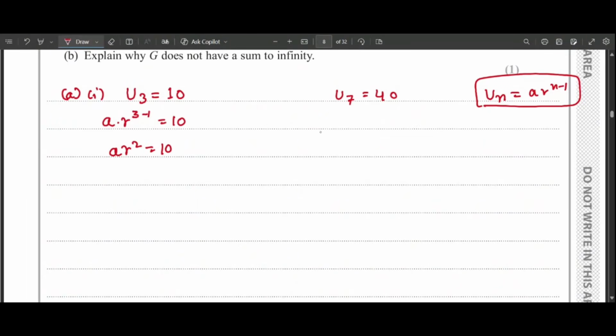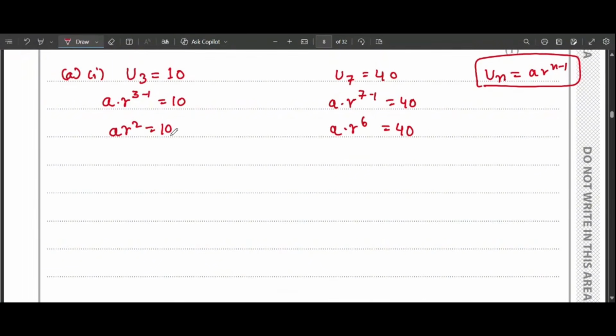We can do the same for U7. I can write the seventh term as A into R to the power of 7 minus 1, and this will be equal to 40. I can simplify this as A into R to the power of 6, which again is equal to 40. Now this gives us the two expressions. We can see that in order to solve these equations, we need to use the methods for solving simultaneous equations. We can use substitution to solve these equations.